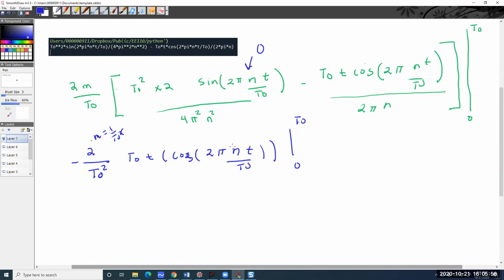So at zero, right, this is going to be one no matter what, right? And then we'll just move to the side here. T zero, the T zeros cancel, and it's always going to be plus.